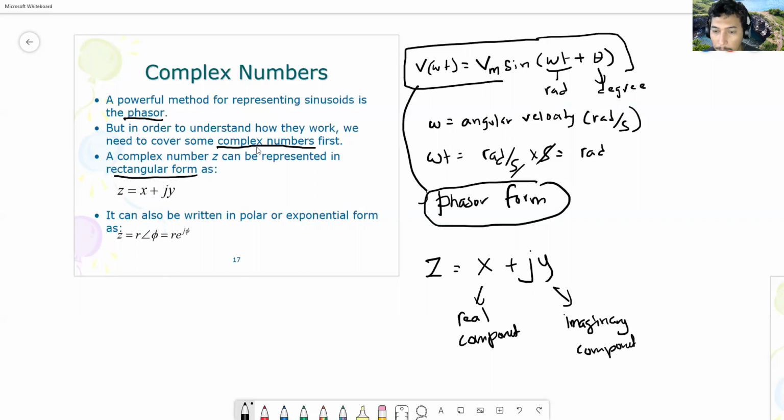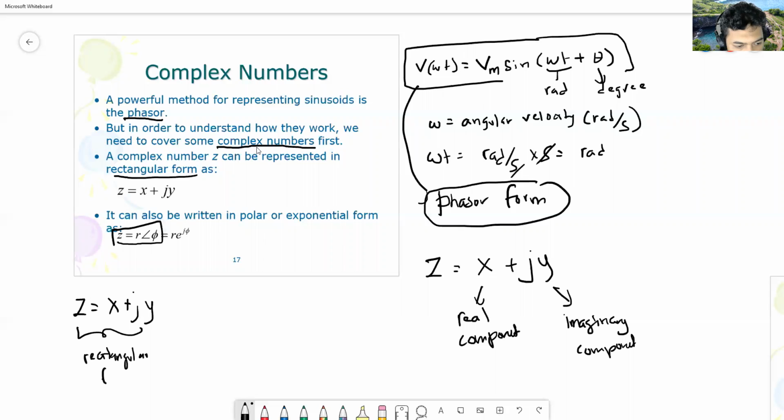These complex numbers can be represented in a phasor form. So this is the phasor form. Z, which is x plus jy, what we call rectangular, can be represented by a phasor, which is r, a magnitude, with an angle of theta. So this is what we call phasor form.